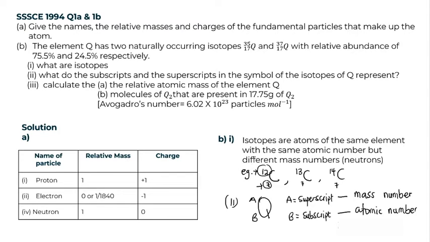All right, so let's proceed to calculate the relative atomic mass for Q given these details. If we go back to our question, we have two isotopes of Q. We have the first one, Q, with mass number 35, atomic number 17, and its relative abundance is 75.5%.